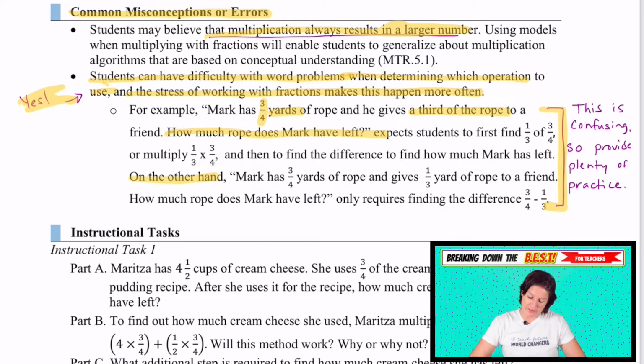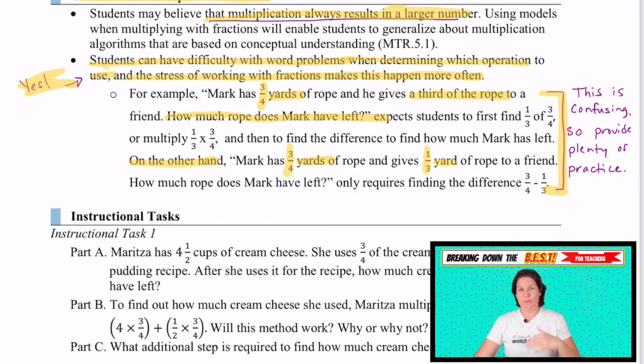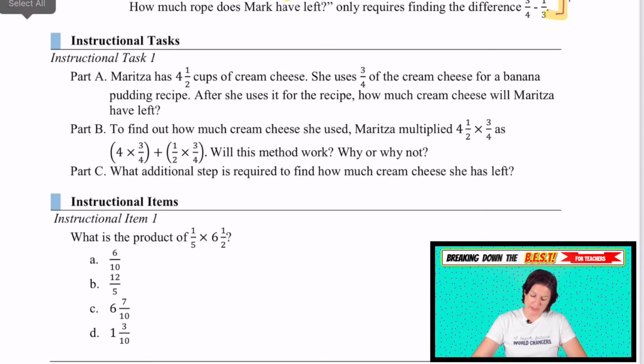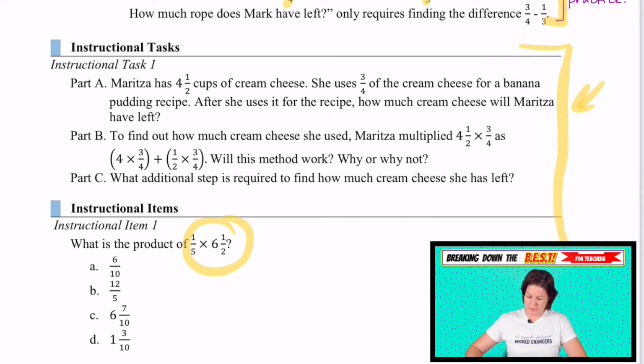It says on the other hand, if Mark has 3/4 of rope and he gives 1/3 yard of rope to a friend, so in this case he has 3/4 yards of rope and he gives 1/3 yard, we're just subtracting that 1/3. So it's important to see when you might be subtracting versus when you might be multiplying. Here are some tasks to see this in action. We have the real world problems right here, and then we also just have the mathematical problems right here where we're doing that. All right, so that's what it looks like.